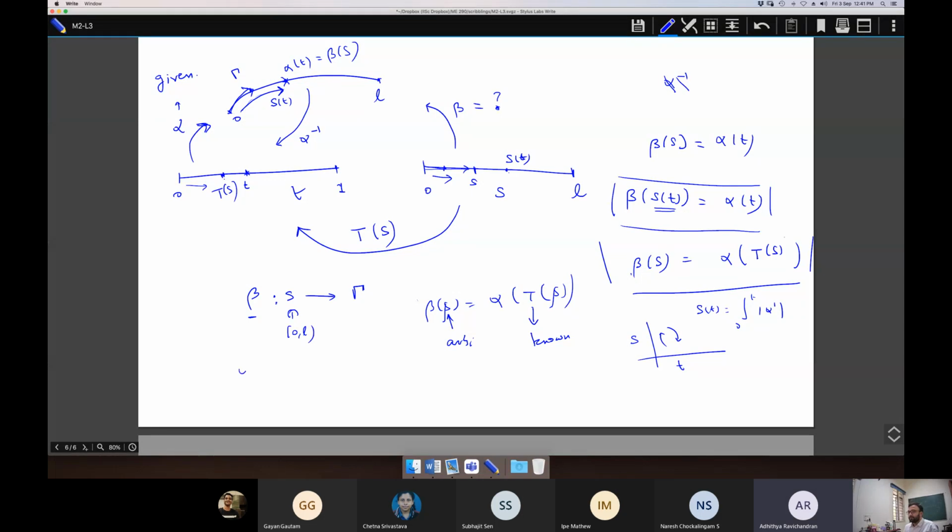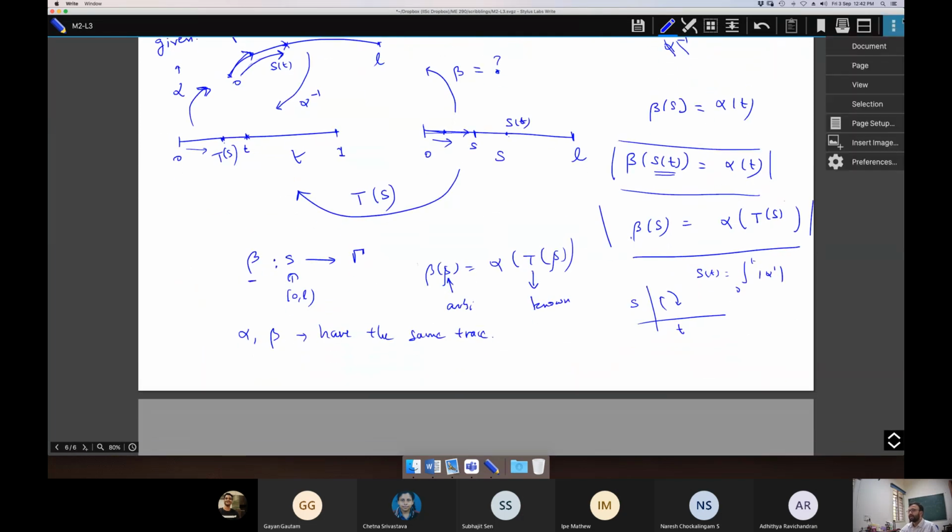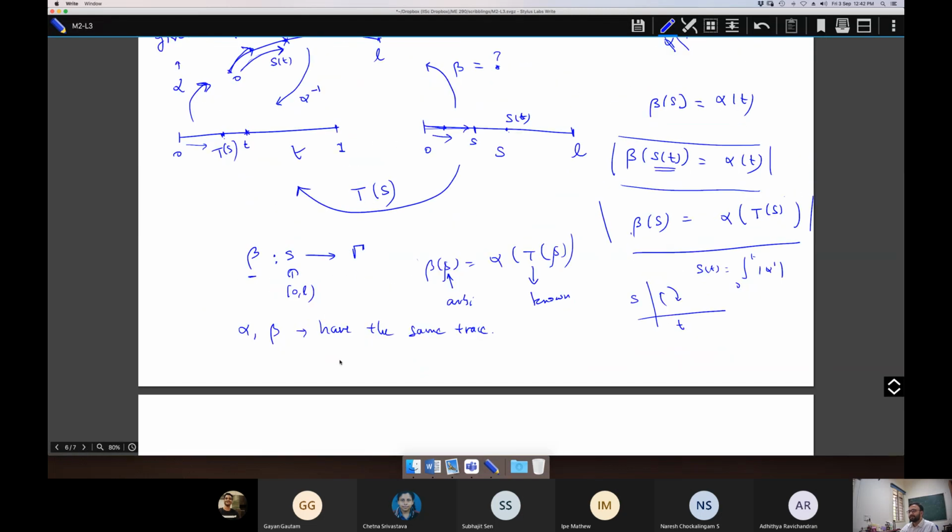Yes, sir. So both alpha and beta have the same trace. That means that if you apply the mapping beta to S and alpha to T, you will trace the same set of points. You're going to get the same arc. But they are different mappings, so in that sense, this is a reparameterization. So we claim that beta is a reparameterization. It makes sense, right?